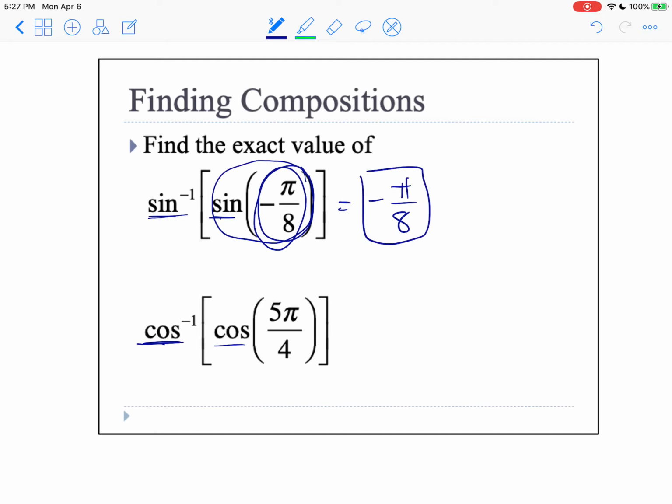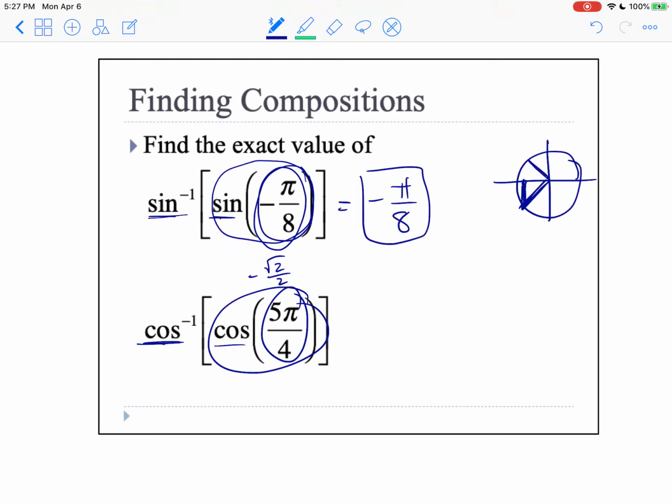And so what we have to think about here is what's the equivalent angle to this that would produce the same thing. If I think about my coordinate plane and my unit circle, 5 pi over 4 is this angle here, and that's going to give me negative root 2 over 2. Now, what's another angle that produces a value of negative root 2 over 2, but is in between 0 and pi? Well, that's going to be this second quadrant angle, which is 3 pi over 4.